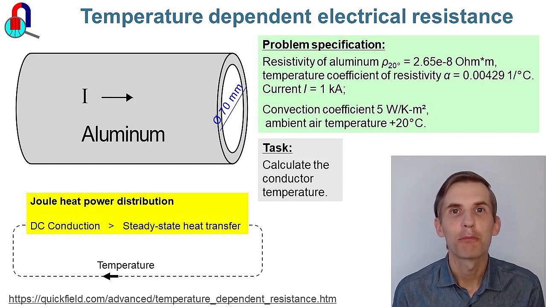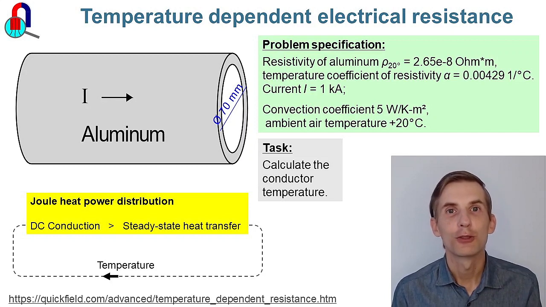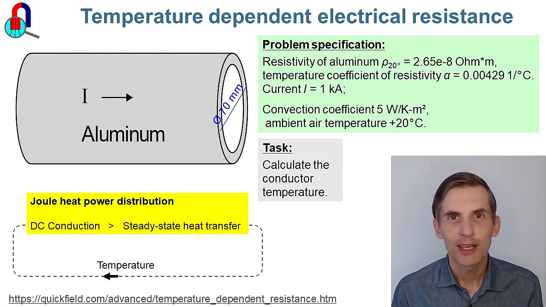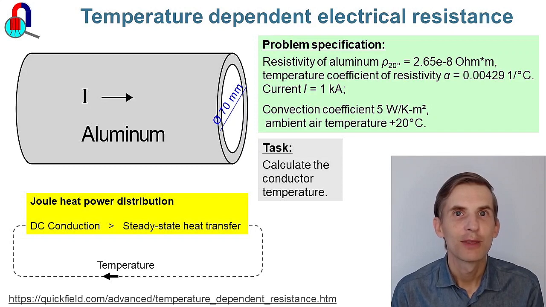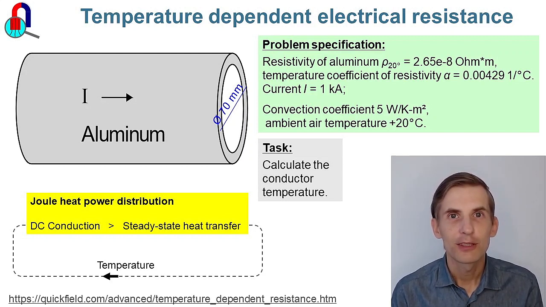So we need to return back to electric problem, correct the conductivity value, run the simulation again, calculate the Joule heat losses value, the new value, run thermal problem again and calculate the new value of the temperature. So it is an iterative process and we need to run this cycle several times. Okay, let's start QuickField now and see how it could be done.